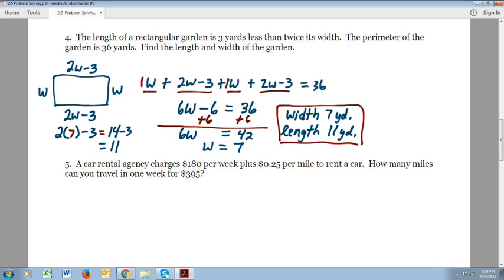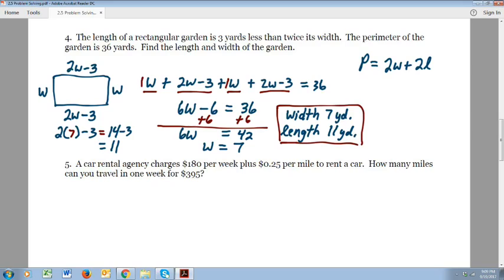It says a car rental agency charges $180 per week plus 25 cents per mile to rent a car. So it's $180 just to rent the car, and then they're going to charge me an additional 25 cents per mile. So it asks, how many miles can you travel in 1 week for $395? Well, let's see. We're supposed to find the number of miles. Whoops, I'm sorry, I forgot to mention something up above. Let's take care of that first.